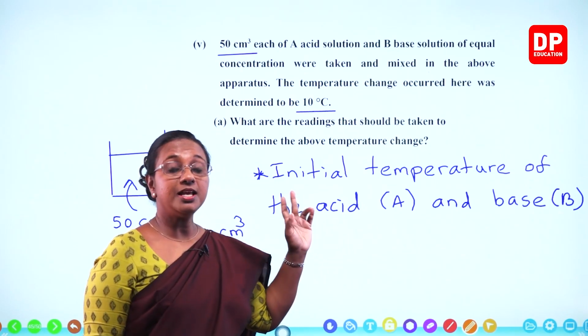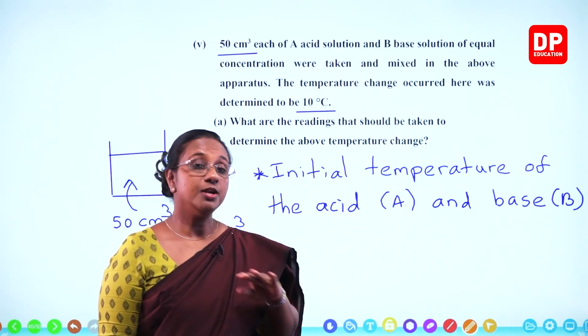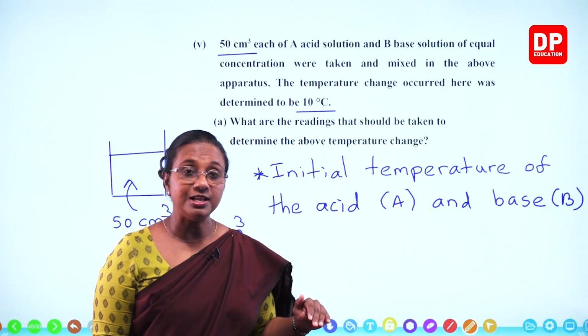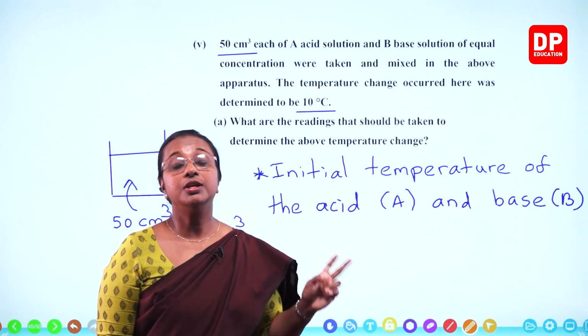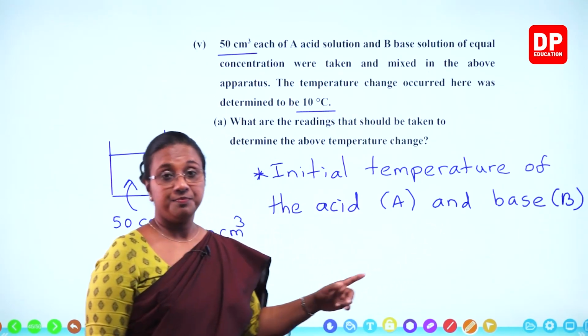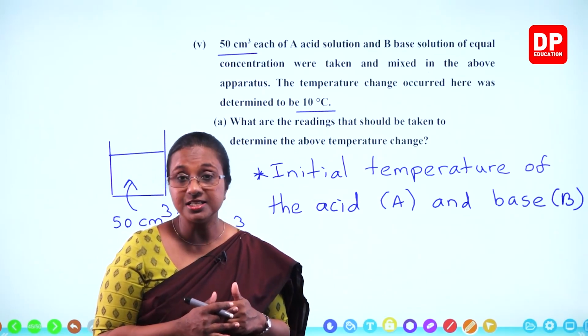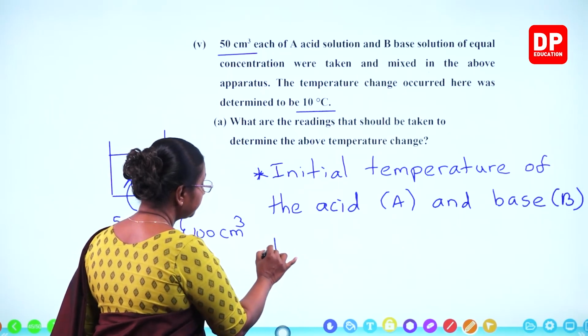So like I said, if they are both at the same temperature, room temperature, no problem, you can take that value. Otherwise, you take the average of the two temperatures. If the temperatures of acid and base are different, then you take the average as the initial temperature. Then what do you do?